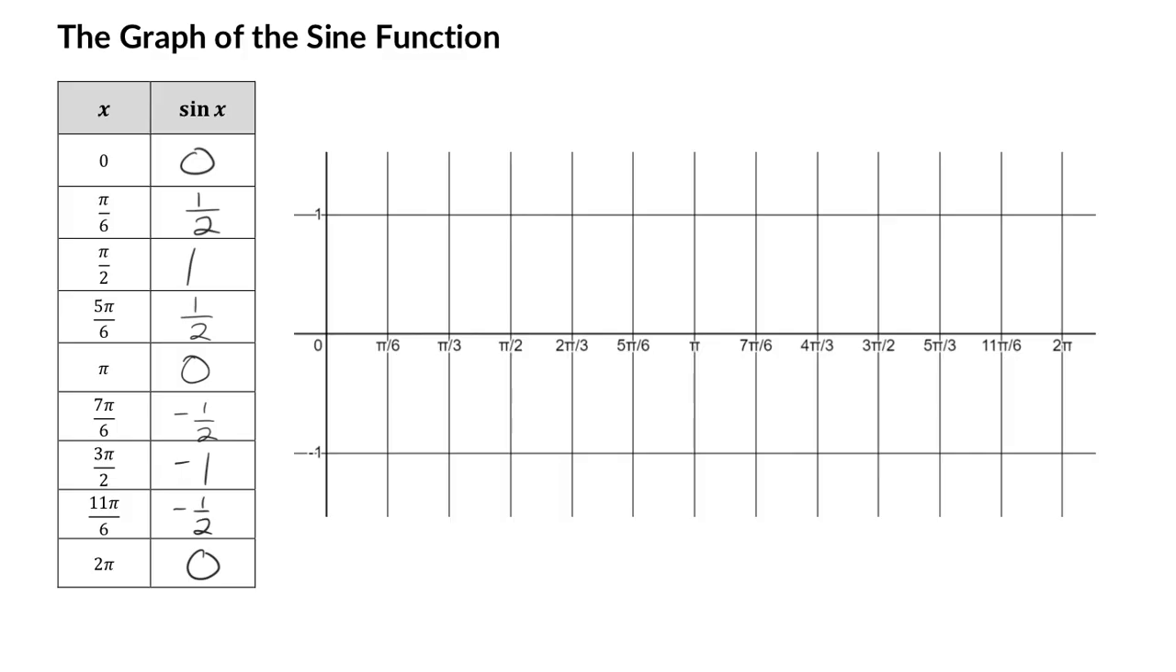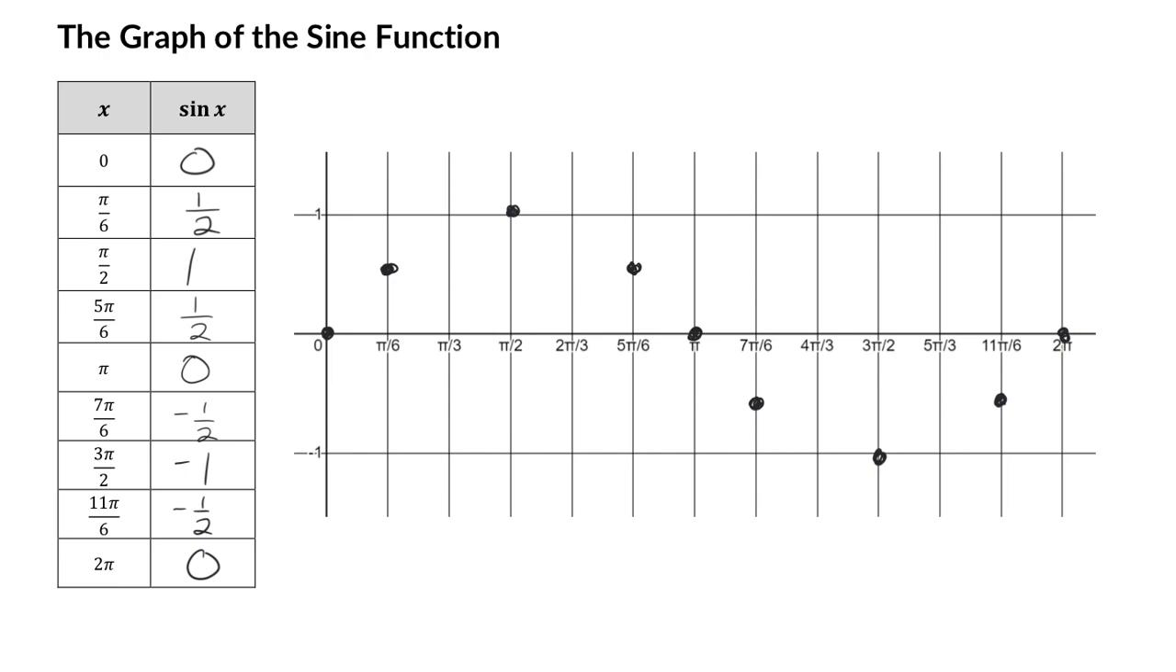Obviously, I jumped around the unit circle a lot because I wanted points that were easily plottable. Because like square root 2 over 2 and square root 3 over 2, we don't naturally know where that number is. But if we start to plot all of these points, we have 0, 0, pi over 6, comma 1/2, pi over 2, comma 1, 5 pi over 6, comma 1/2, pi, comma 0, 7 pi over 6 and -1/2, 3 pi over 2 and -1, 11 pi over 6, -1/2, and 2 pi back at 0.